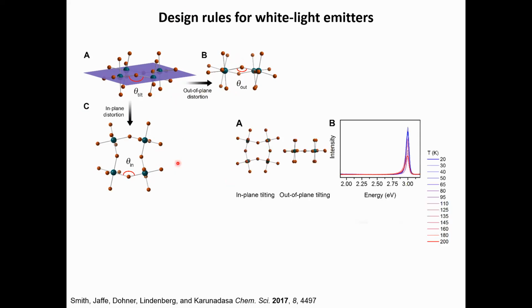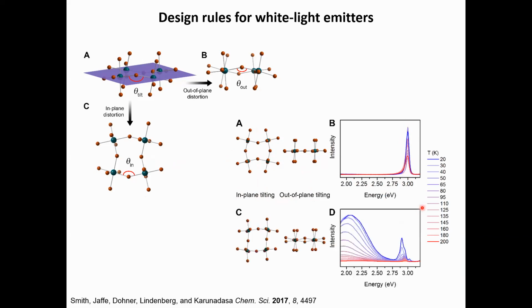And they found that regardless of how much in plane tilting there is, if there is no out of plane tilting, the emission is always narrow. This is the emission that people have been seeing for many years. But even in perovskites with flat sheets, if there is substantial out of plane tilting, you get more and more of this broad emission along with this narrow emission. And there's this equilibrium between the two.